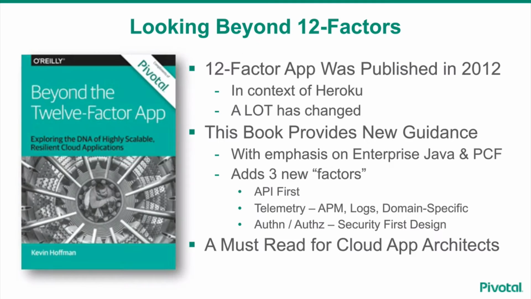Beyond the 12 factors, like I said a minute ago, it's been around since 2012, courtesy of Heroku. A lot of things have changed. And Kevin Hoffman, that gentleman that works at Pivotal, has a nice little book out via O'Reilly that you can download for free off the website, and talks about 3 new factors and API-first design. How do you handle telemetry and platform performance management, dealing with logs, and authentication and authorization, and having security be an important aspect of the design.